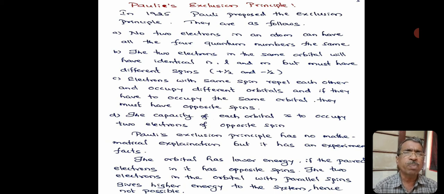Pauli's exclusion principle has no mathematical explanation, but it has experimental facts. The orbital has lower energy if the paired electrons in it have opposite spins. Two electrons in the orbital with parallel spins give higher energy to the system, hence it is not possible. I can explain this Pauli's exclusion principle taking the example of the carbon atom.